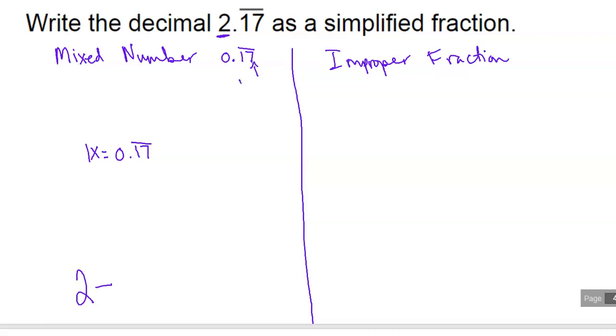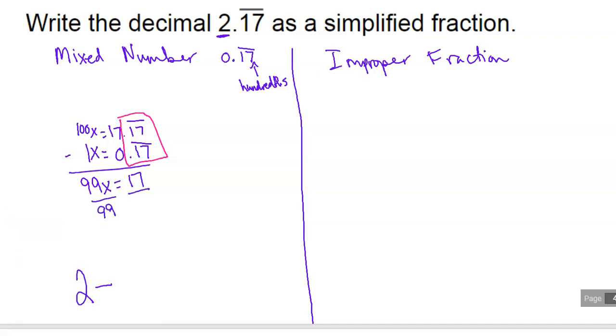Since the 7 here is in the hundredths, I'm going to multiply everything by 100 and subtract. And again, your repeating decimals here will cancel each other out. When you divide, you're going to bring this fraction down after your whole number. So this would be 2 and 17 over 99. I would check to see if this can simplify, but it cannot. So I'm going to leave it as 2 and 17 over 99.